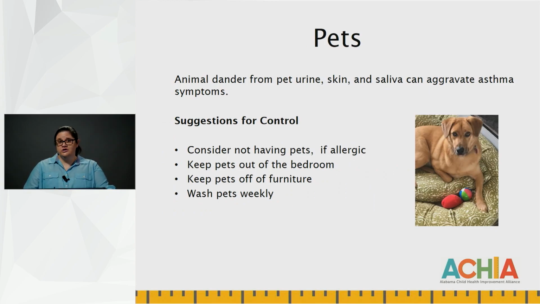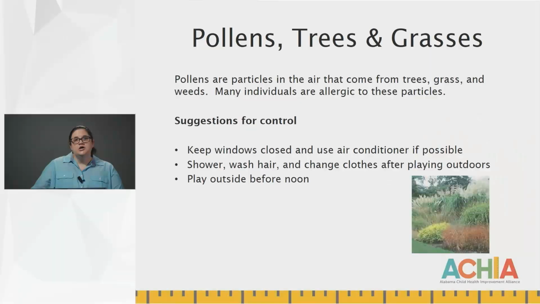Pets present another allergic trigger. Animal dander from pet urine, skin, and saliva can aggravate asthma symptoms in people who are allergic. Suggestions for control include considering not having pets if allergic, keeping pets out of bedrooms and off of furniture, and washing pets weekly.